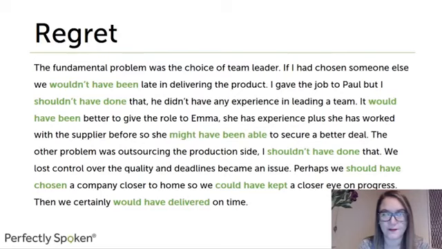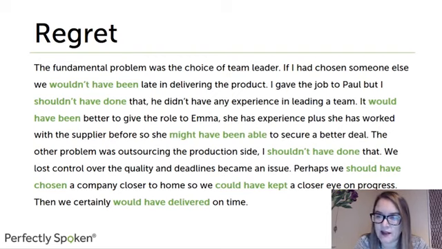Okay, let's have a look together. The fundamental problem was the choice of team leader. If I had chosen someone else, we wouldn't have been late in delivering the product. I gave the job to Paul, but I shouldn't have done that. He didn't have any experience in leading a team. It would have been better to give the role to Emma.